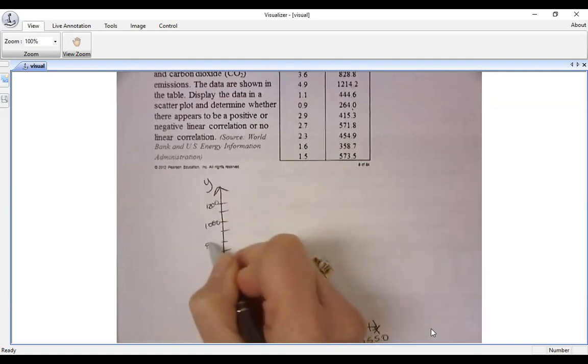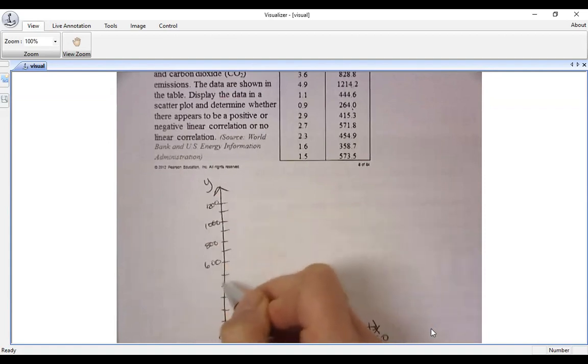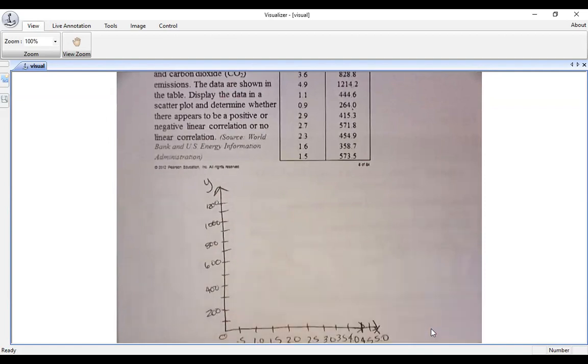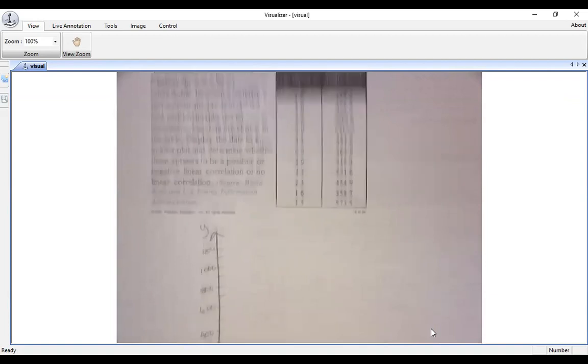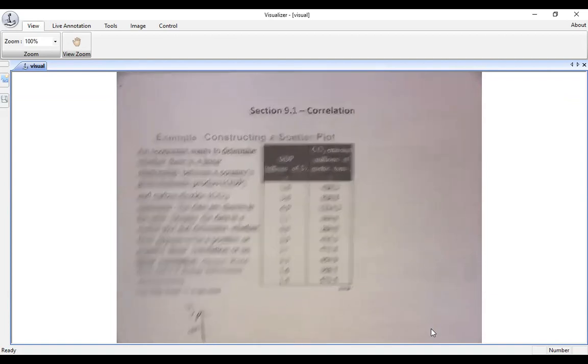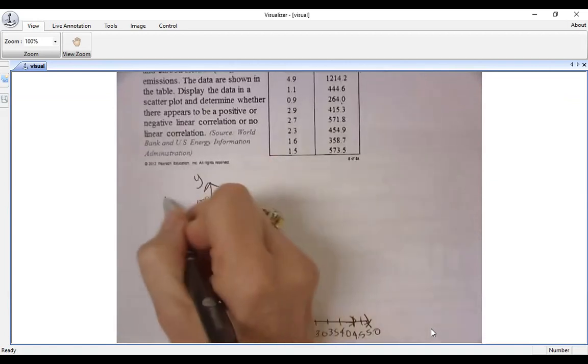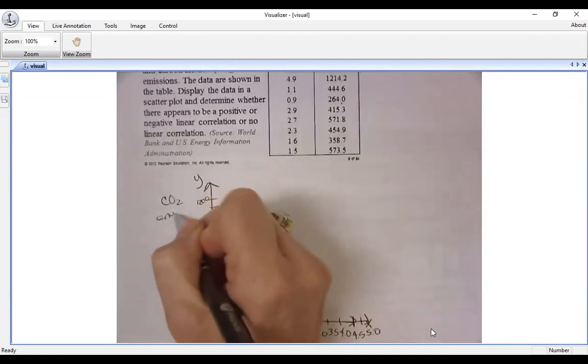And I need to label this. And what else should I put on this y-axis? What does it represent? CO2 emissions. Okay.